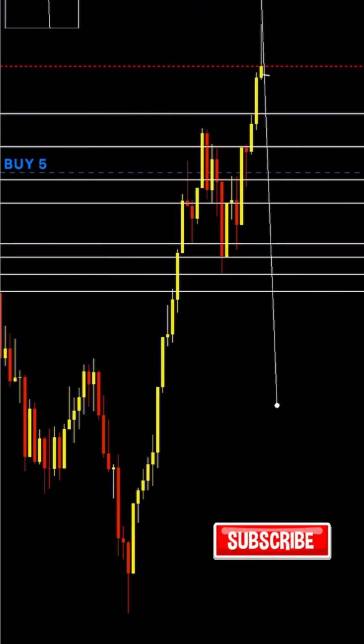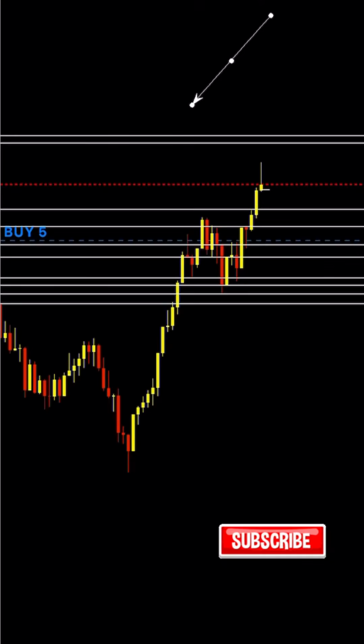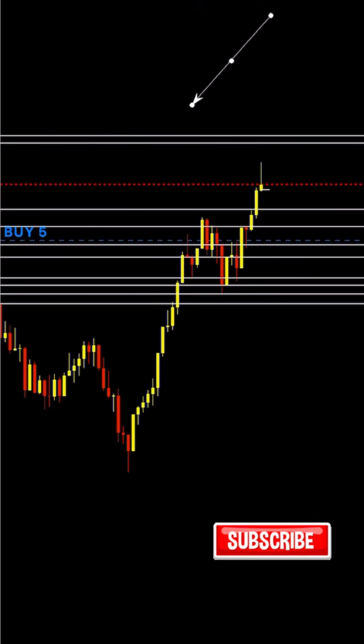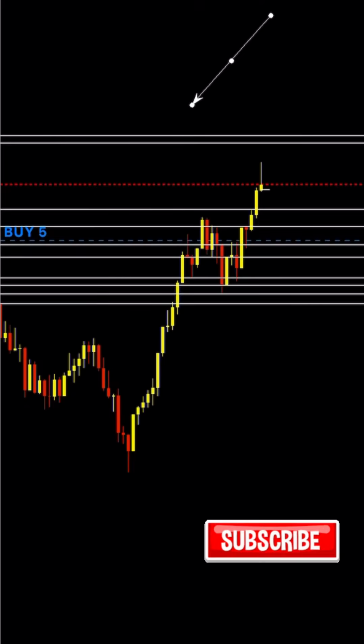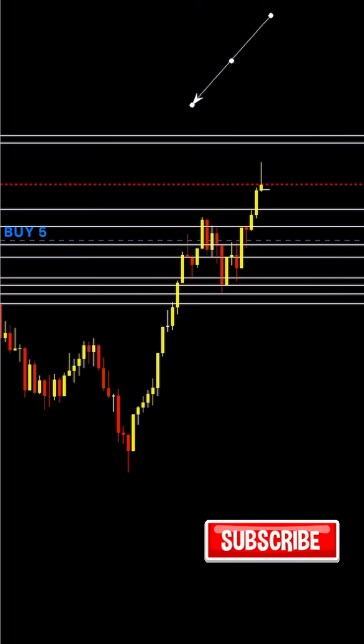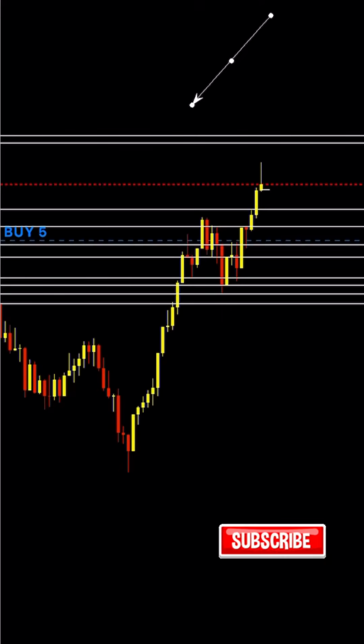And when we talk about market structure, we have to understand that in an uptrending market, the structure builds as a higher high, higher low, higher high, higher low, higher high. That's the market structure for an uptrend. And the market structure for a downtrend is lower low, lower high, lower low, lower high.